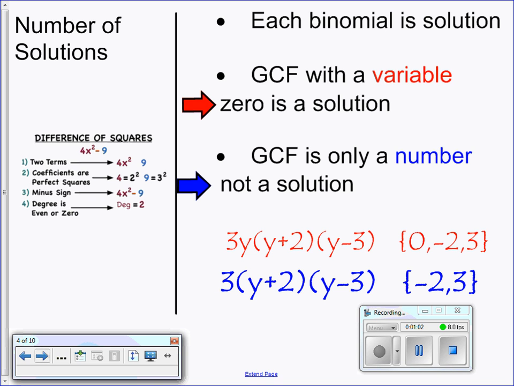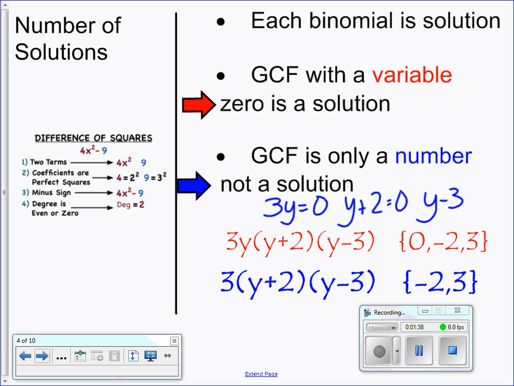So for the number of solutions, each binomial is a solution. If the GCF has a variable, then you have to set that to 0 also, which would give 0 as a solution. If the GCF is just a number, then you do not set that to 0. For example, in this one, it says 3y times y plus 2 times y minus 3. Since the GCF there, the 3y, has a y, that has to be set equal to 0. So you would write 3y equals 0, y plus 2 equals 0, and y minus 3 equals 0. So then you get 3 answers.